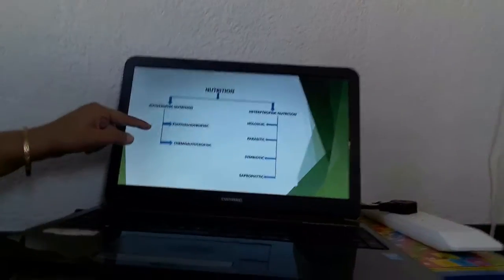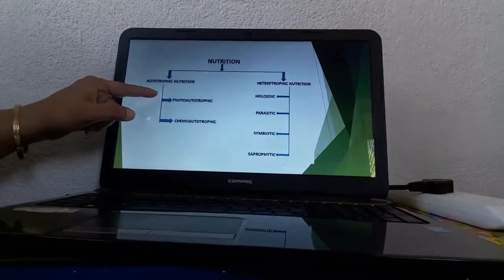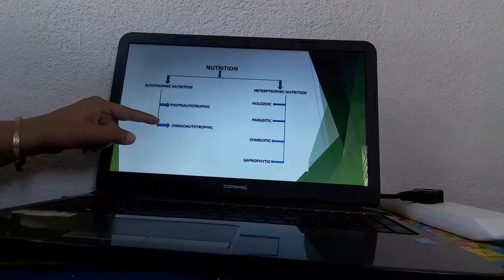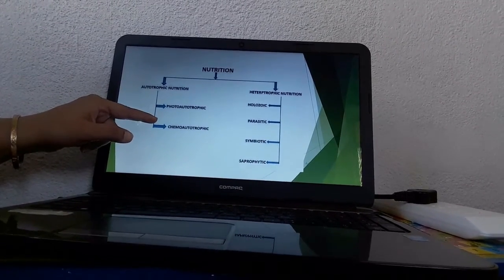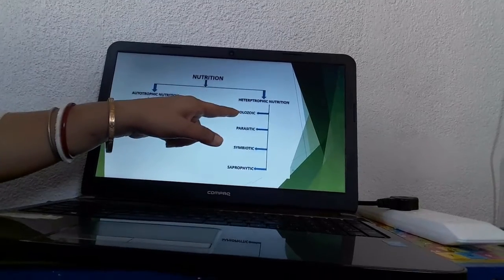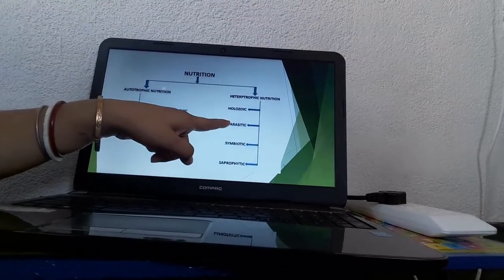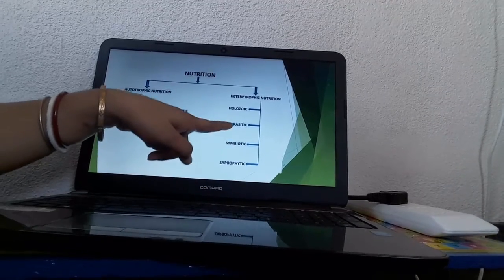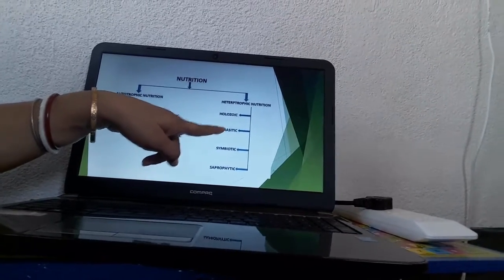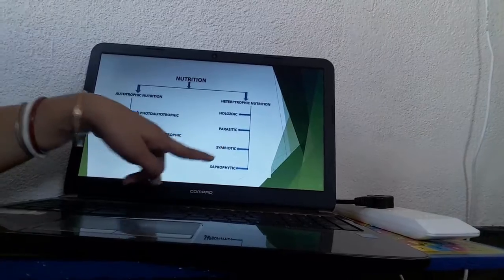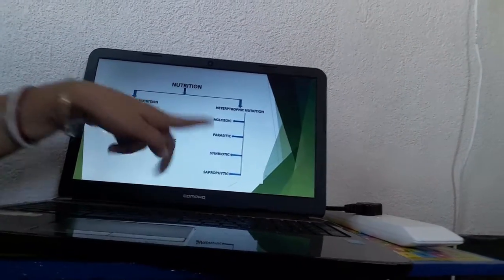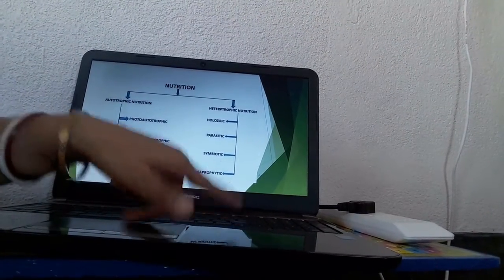Nutrition can be of various kinds. Phototropic nutrition, which we are discussing, or it can be chemoautotropic. If heterotropic, then holozoic, means ingestion will be there. Parasitic, or parasitic host relationship. Symbiotic, mutualism like. Saprophytic, dead and decayed components, dependent upon that.